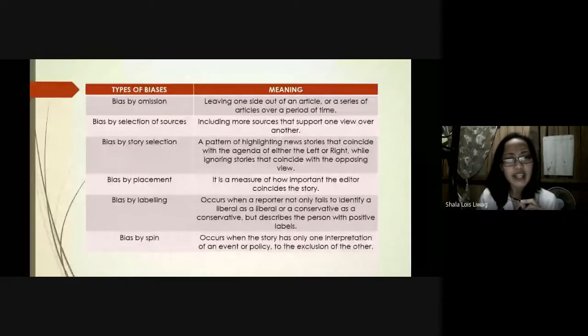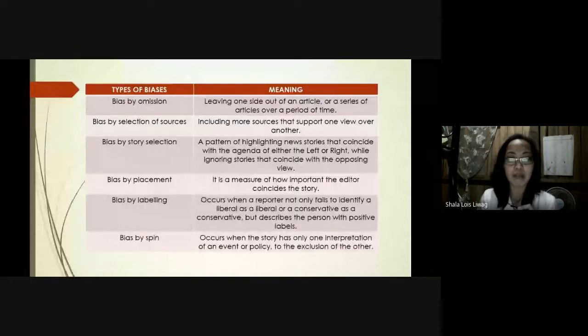A pattern of highlighting news stories that coincide with the agenda of either the left or right, while ignoring stories that coincide with the opposing view. An example of this type of bias is media reporting in Fox Channel in America. The channel only reported news that carried former President Trump's political views and ignored any other news opposing that political view. Because of this, a lot of people were misinformed. If you can remember, a lot of Americans do not believe that face masks help prevent the spread of COVID, and it is in their belief that they shouldn't wear one.